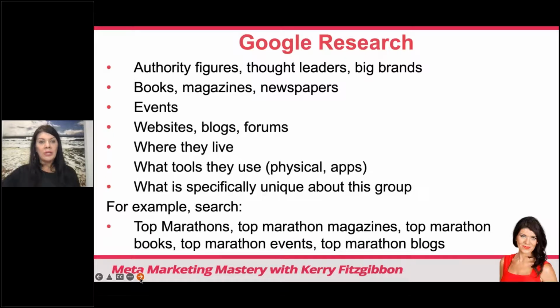So just to give you an example, if we're talking about my marathon runners, I'm going into Google, I'm just going, well, top marathons. I literally type into Google top marathons. Whatever comes up, I start writing it down because those are interests that I can then plug into Facebook. I'll look at top marathon magazines, write those down. Top marathon books, top marathon events, top marathon blogs, and so on, okay? So I'm writing all this down. I'm compiling a big list of potential interests that my people might be interested in. I'll even start thinking about, well, what sorts of things are they searching in Google?